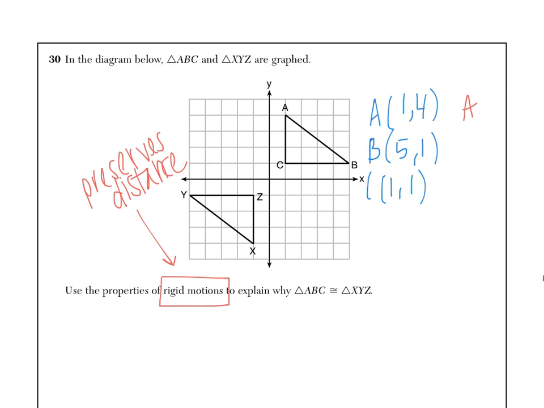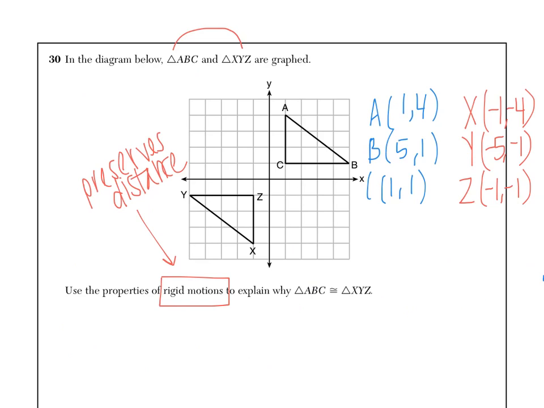A prime, oops, we don't have primes here, we have X, Y, Z. So A matches up with X based on this statement here. A matches up with X. So X is at -1, -4. Y is at -5, -1. And Z is at -1, -1.